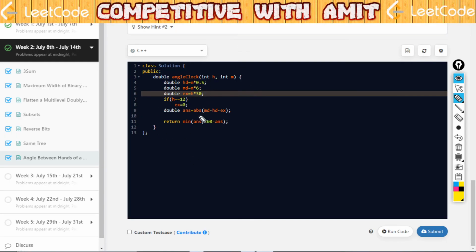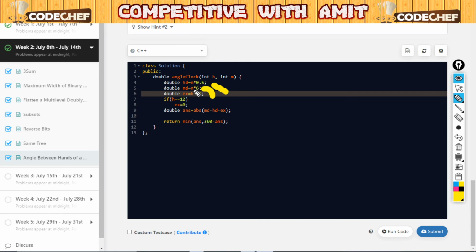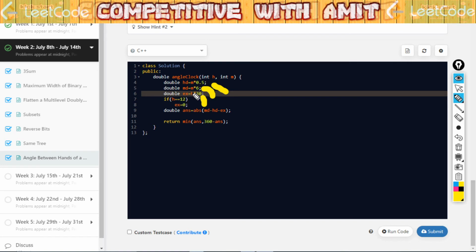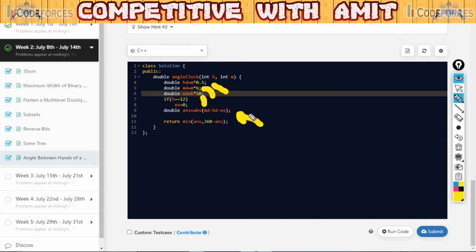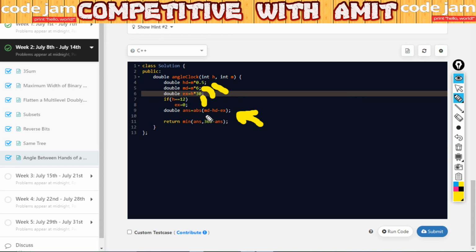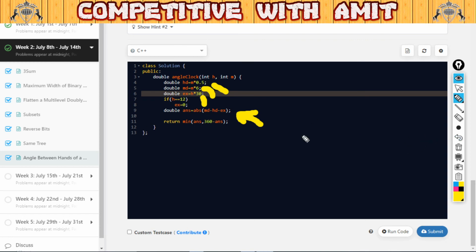So this is the solution which we are going to submit. So first of all, I have multiplied the minute. Second, I have multiplied the minute with 6. Then I have multiplied the hours. Then I have checked the main condition, which is whether h is equal to 12 or not. If it is equal to 12, then we will set it equal to 0, and at the end we have calculated the answer. What the answer will be? The minutes movement subtracted by the hour movement, and subtracted by the hours movement with respect to minutes. So these three things we have done, and we have taken the absolute value.